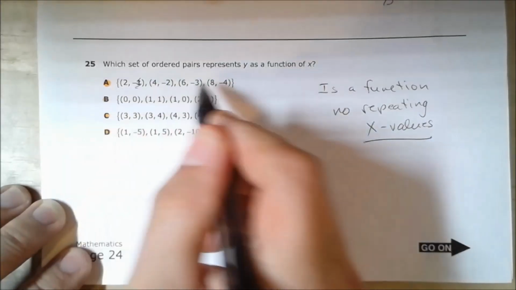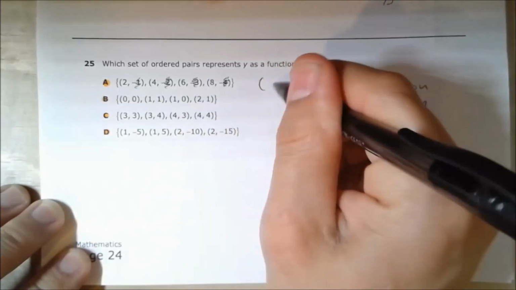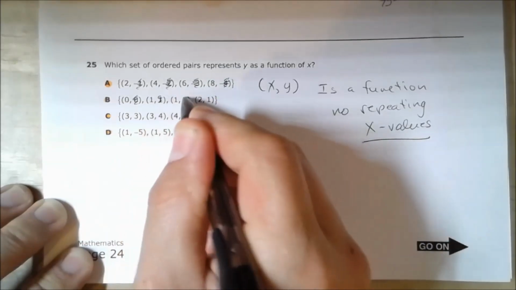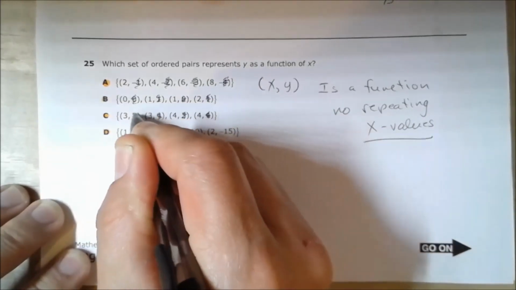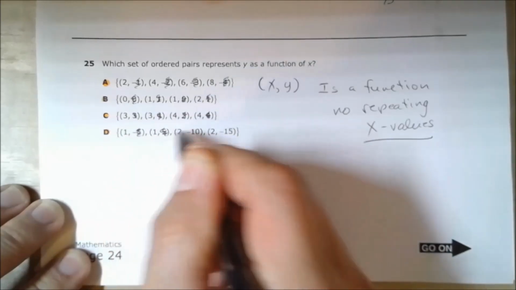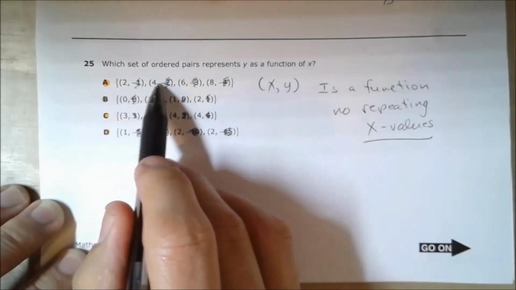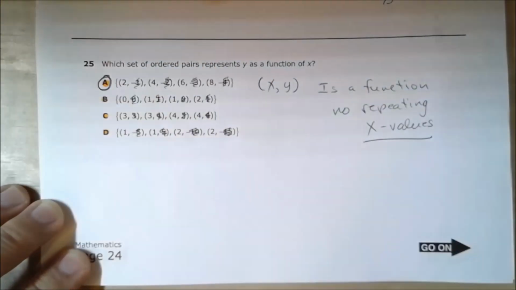I would go ahead and just scratch out my y values. That way you don't even get mixed up. Remember, in an ordered pair you have x first and then y. So I'm going to scratch out all the second values, and then we'll just go through them real quick and see which row doesn't have any numbers that repeat. So we have 2, 4, 6, 8. None of those repeat, so A is a function.